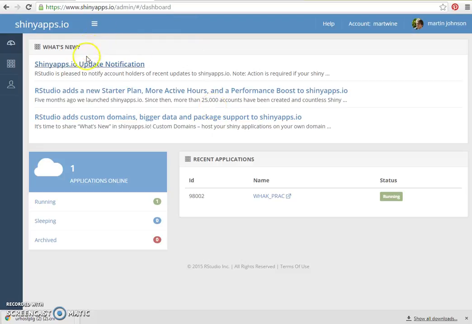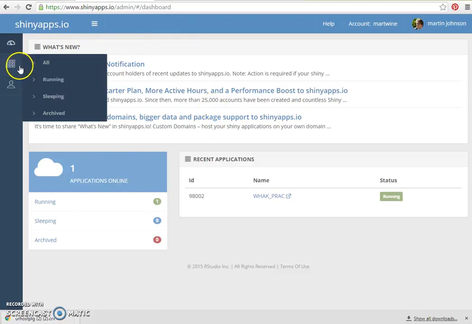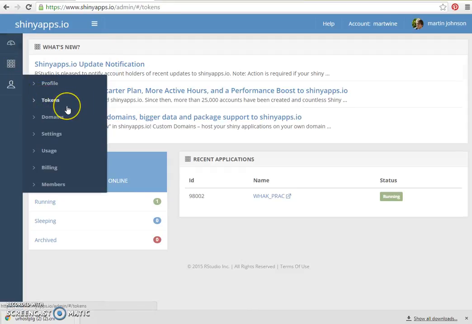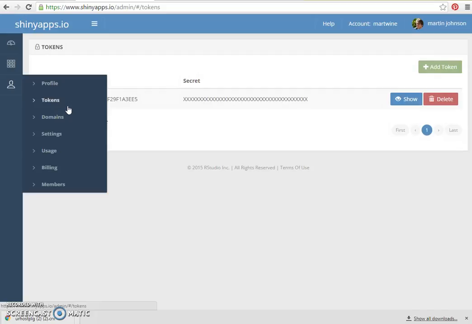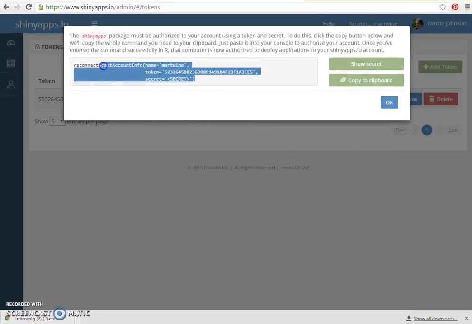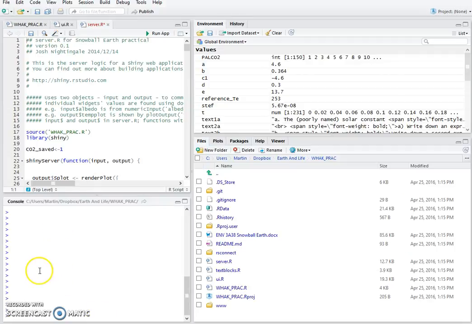I have an account at shinyapps.io, and from that I can get the information that I need to run a command in R that will upload the application to the cloud, and it will be accessible publicly. So if I go to tokens, I can get the key bit of code that tells Shiny Apps what my account details are. If I copy those to the clipboard, I can then go to R, and I can run this command down here, and that now connects RStudio, the development environment, to my account on shinyapps.io.